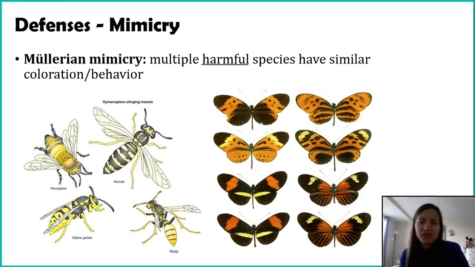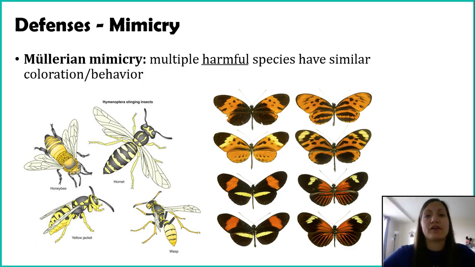Another type of coloration isn't referring to the color of the organism itself, but more of does it look like something else. So we refer to these as mimicry, organisms that mimic the coloration of other organisms. So there's two types of mimicry. We'll talk about the next one on the next slide. The first type of mimicry we'll talk about is Mullerian mimicry.